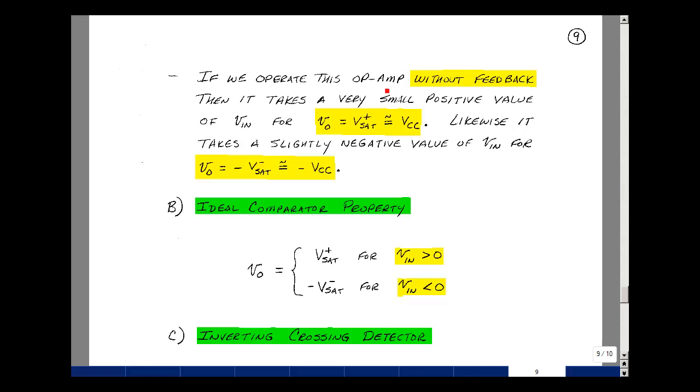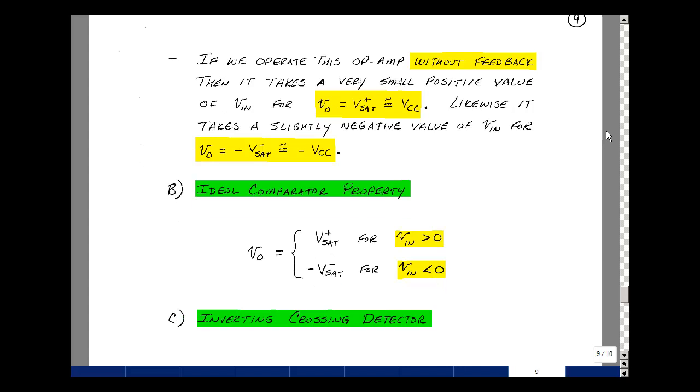So if we operate this op-amp without feedback, it takes a very small positive voltage for it to saturate positively, and likewise a very small negative voltage for it to saturate negatively. An op-amp that's used this way we're going to call a comparator. We can define an ideal comparator as having the following property. The output is the positive saturation voltage when the input is greater than 0, and it's the negative saturation voltage when it's less than 0.